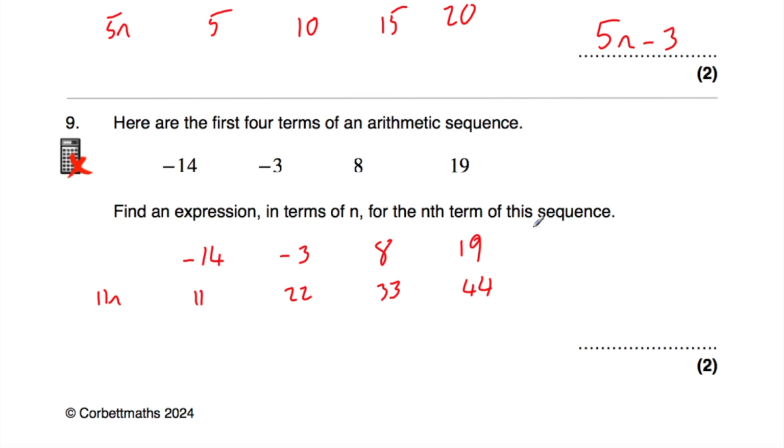Now, if we have a look at our sequence, it isn't the 11 times tables. It's not 11, 22, 33, 44. It's actually negative 14, negative 3, 8, and 19. So we need to take away a certain number to get our sequence. So it's going to be 11n minus, and to get from 11 to negative 14 we'll be taking away 25. To get from 22 to negative 3, we'll be taking away 25. To get from 33 to 8, we'll be taking away 25, and so on. So it's going to be 11n minus 25, and that's it. That's the nth term of that sequence.